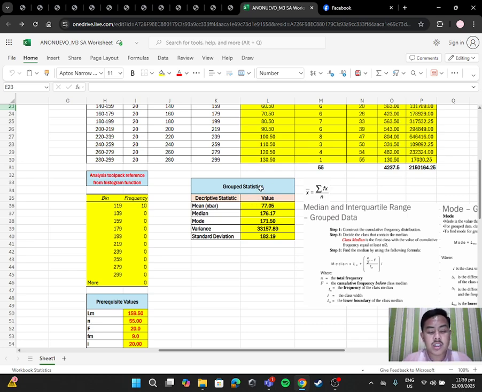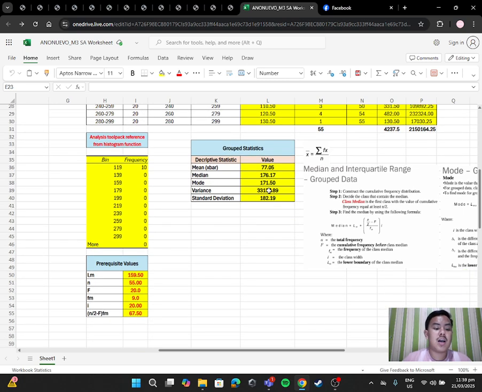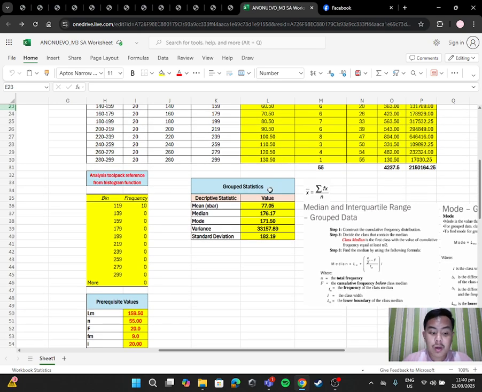After computing the descriptive statistics, the prerequisite values must be determined. So this involves identifying the median class and computing necessary values like the lower boundary, total frequency, cumulative frequency before the median class, frequency of the median class, class width, and an adjustment term. These values are then used in the formula to find the final result.